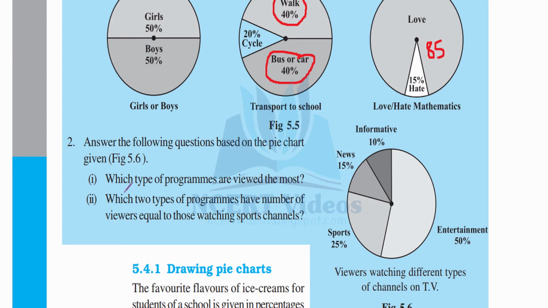So number first is, which type of programs are viewed the most? Clearly, entertainment type of programs are watched by the majority of the population, that is 50% or half of the population.